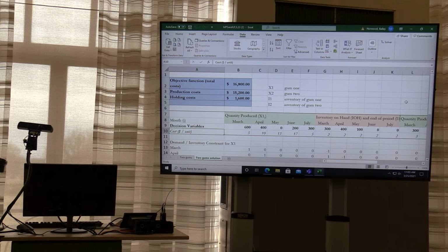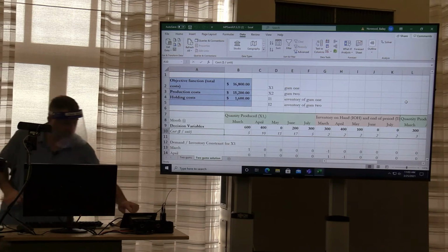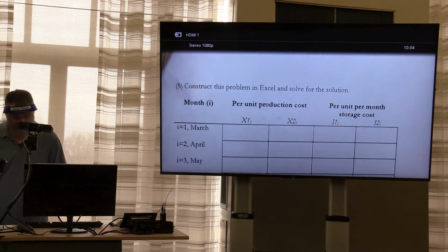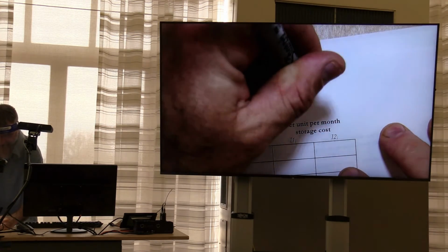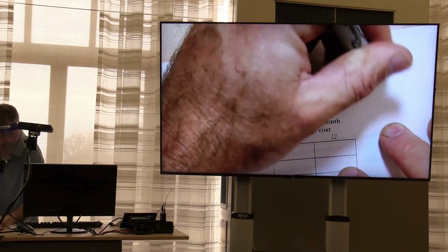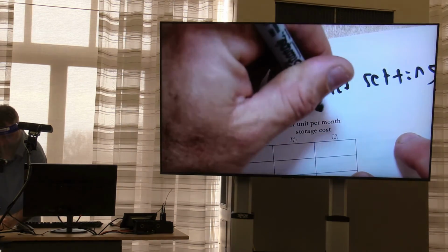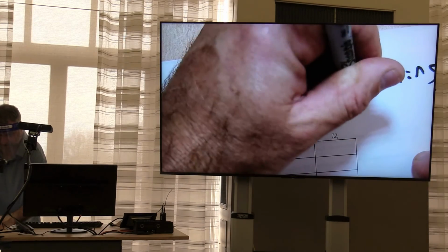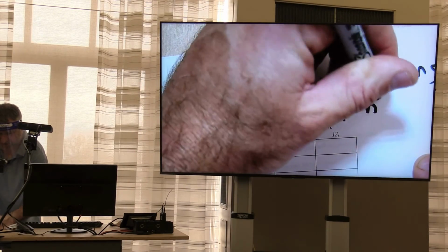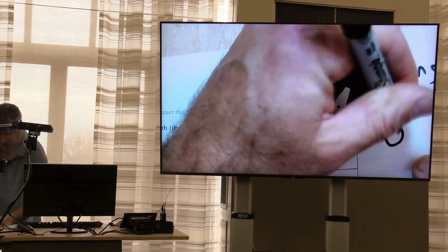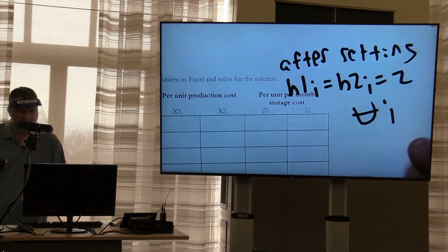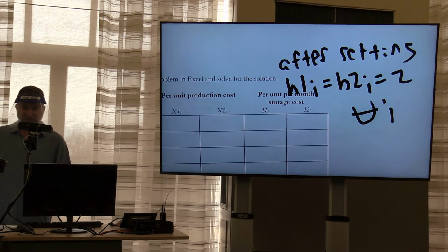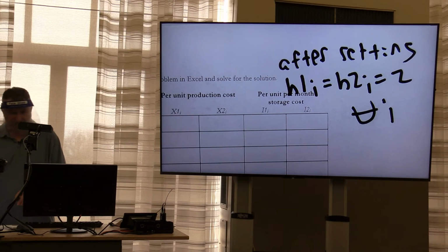All right, everybody good? Okay, so let's put those as answers. What we're going to do here, we're going to go to our worksheet. And in here, we're going to put, after setting H1i equal to H2i equal to 2 for all i, because we've got this new solution where all holding costs are now 2, and now we're going to put that solution.